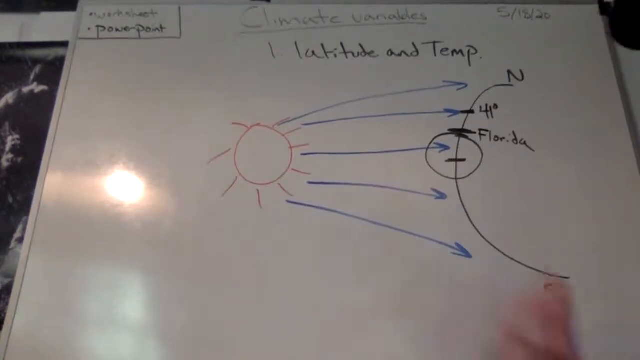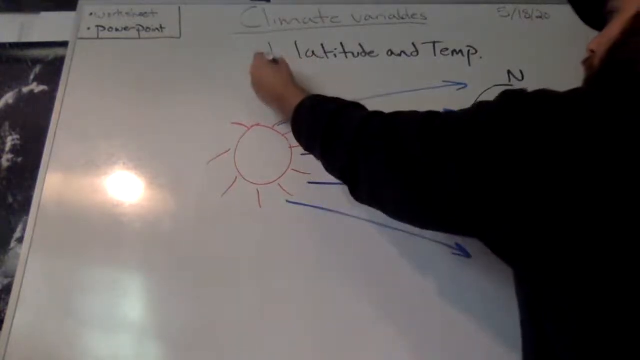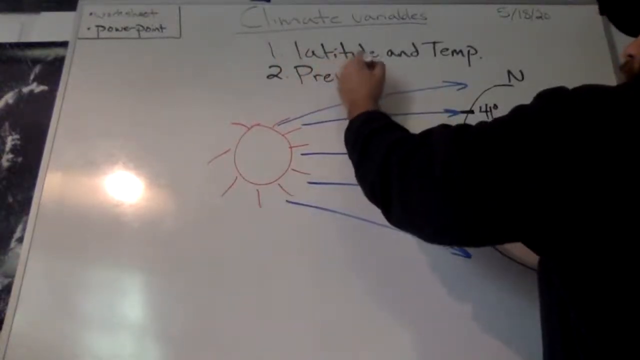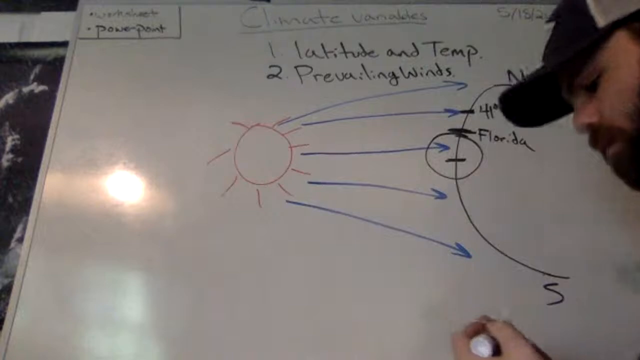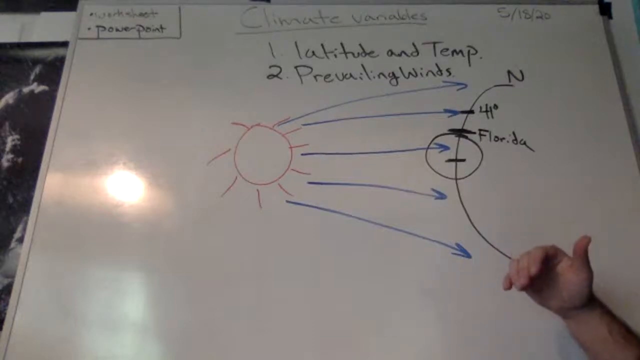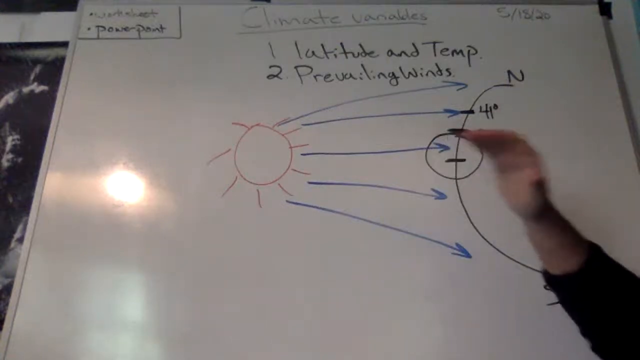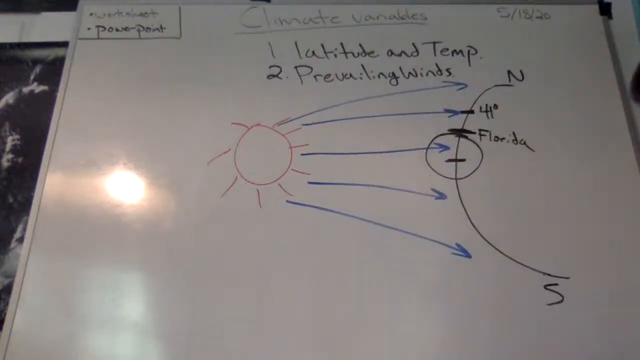Now, the second part is prevailing winds. So we have latitude and temperature, and now we have prevailing winds. Prevailing winds is the movement of air over the Earth's surface that blows from the same direction. Prevailing winds are caused by pressure differences and redistribution of heat. Remember, air always wants to go from high to low pressure systems, and with that, it's carrying different temperatures of air.